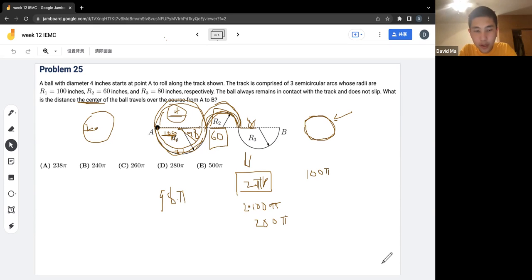Joyce, can you tell me why you think that simply subtracting 2 from 60 is not going to give us the radius of this arc right here? Because we're subtracting 2 from the radius for these 2 circles, right? What is the difference between these 2 circles and this circle?